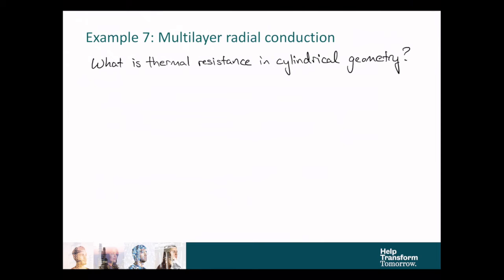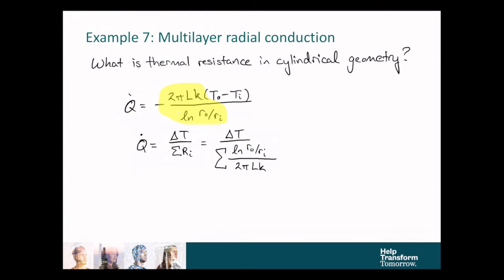So now we have a multi-layer cylindrical geometry, and harkening back to the way we calculated resistances in a multi-layer slab, we're going to do the same thing, but using Fourier's integrated form for cylindrical heat transfer. So looking at this, we see that the highlighted chunk of constants basically multiply delta T and relate to the inverse of thermal resistance.